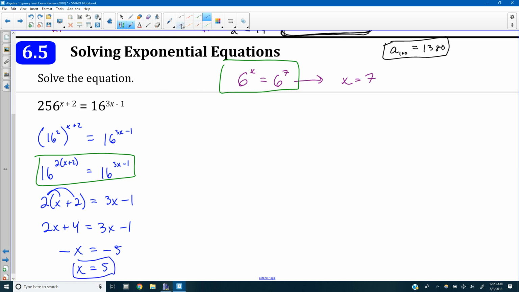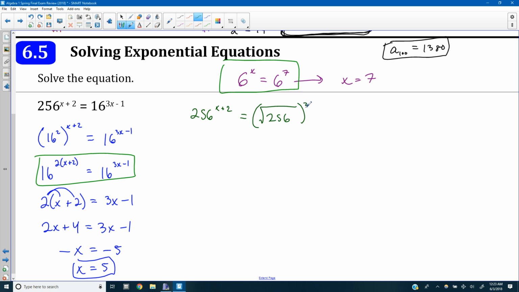Okay. Now, I said that I would do this a couple of different ways, so let's look at a second way. Let's say I didn't want to change the 256 into something to match this side. Let's say I wanted to change the 16 into something to match this side. How can I change the 16 into 256? This one's going to get kind of weird, but I can do this. I can call 16 the square root of 256. Isn't that weird? The square root of 256 is 16, so I can rewrite it that way.